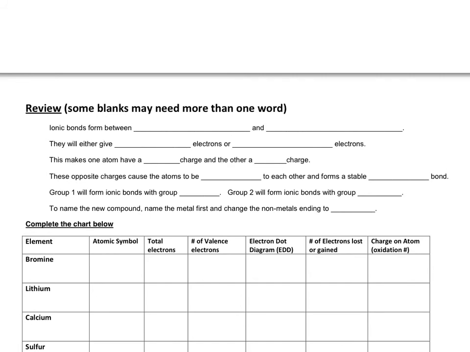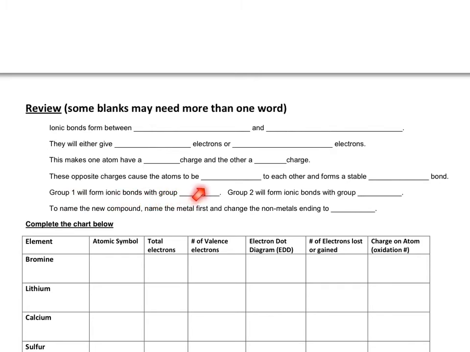So ionic bonds form between metals and nonmetals. They will either give away electrons or accept electrons. This makes one atom have a positive charge and the other have a negative charge. These opposite charges cause the atoms to be attracted to each other, and forms a stable ionic bond.